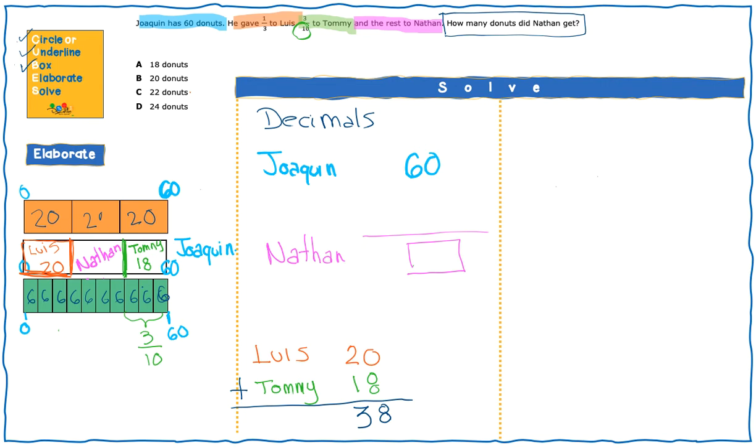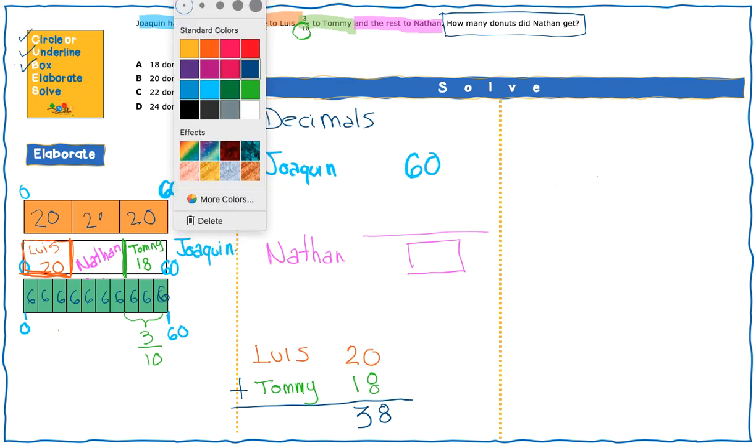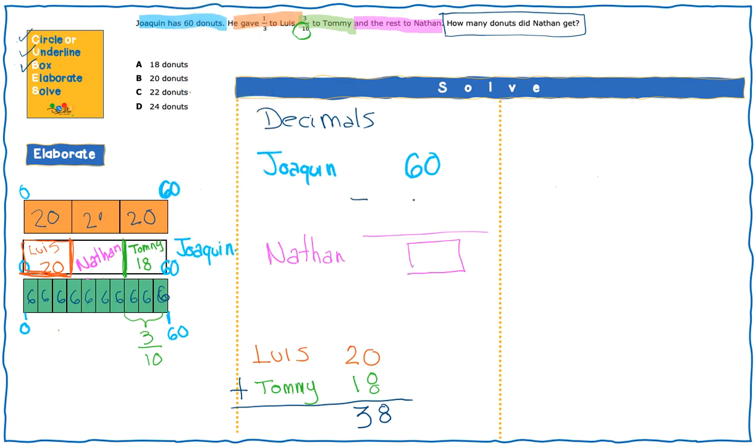So look at this picture. Look at this picture that we have where we have Luis, Nathan, and Tommy. Yeah, so we're gonna take away Luis and Tommy's together from the 60, and what's left over, that could be Nathan. Great. So let's subtract from here 38, because 38 is what Luis and Tommy have.